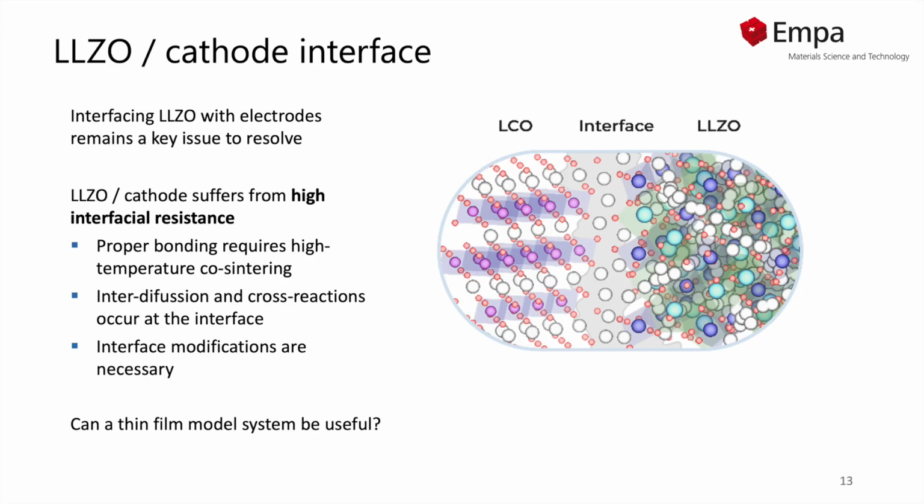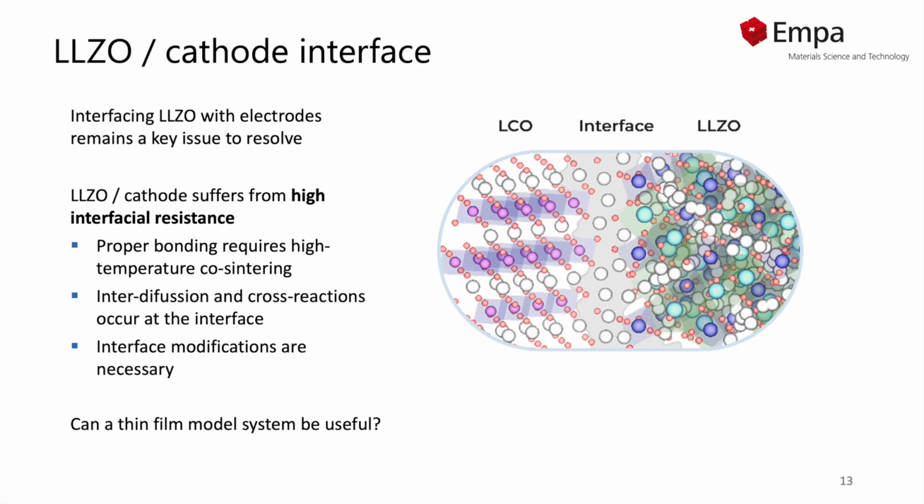Now let's see what this LLZO thin film can be useful for. One of the main issues of the LLZO electrolyte is its interface with the electrodes, especially with the cathode material. Both cathode and electrolyte are ceramic materials and cannot be simply cold pressed to form a proper bonding. The bonding requires high temperature co-sintering, which leads to high interfacial resistance because of cross reactions and interdiffusion occurring during the processing.